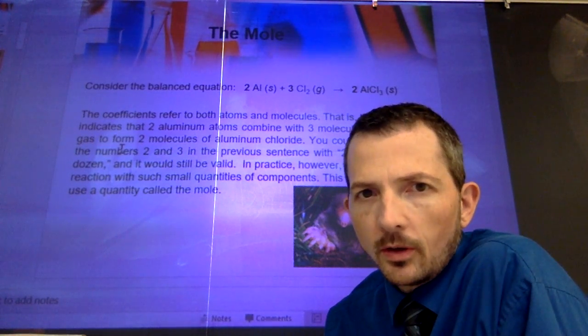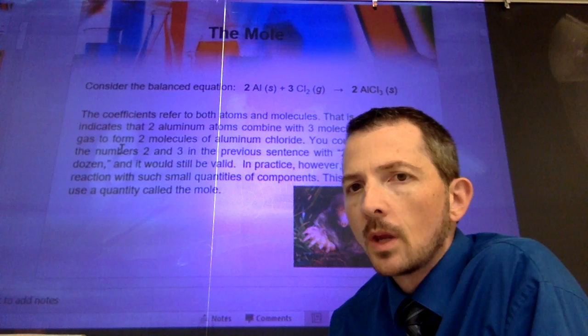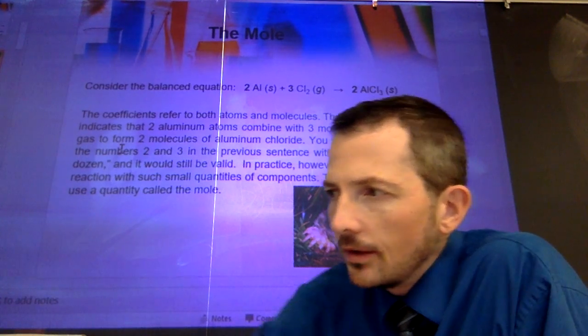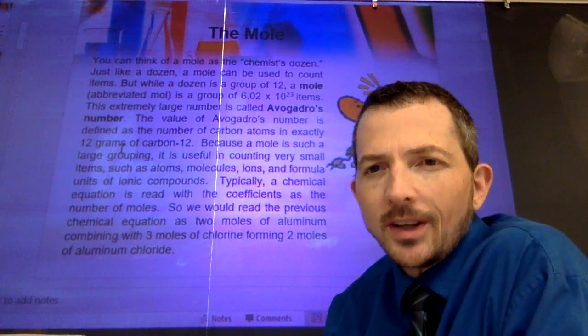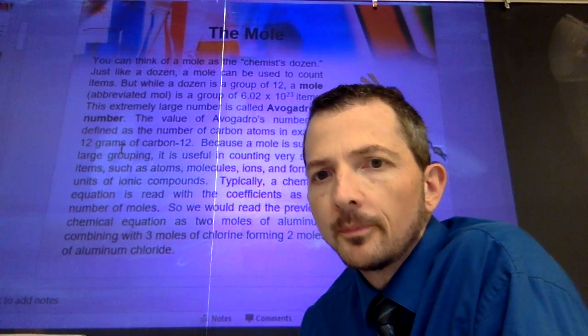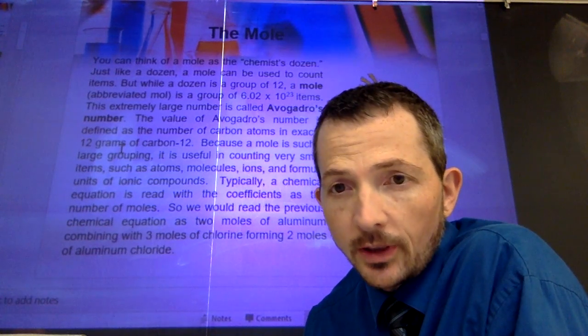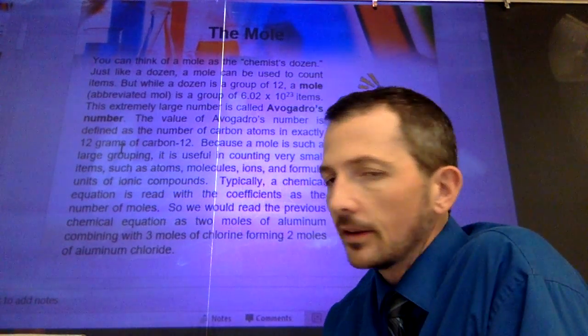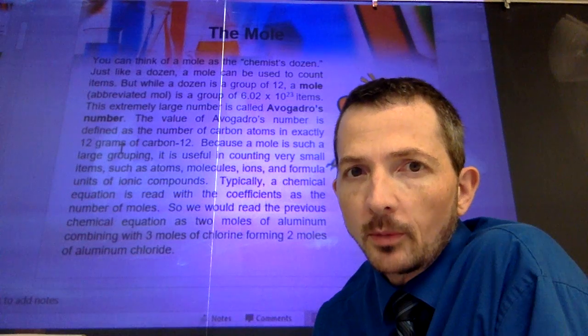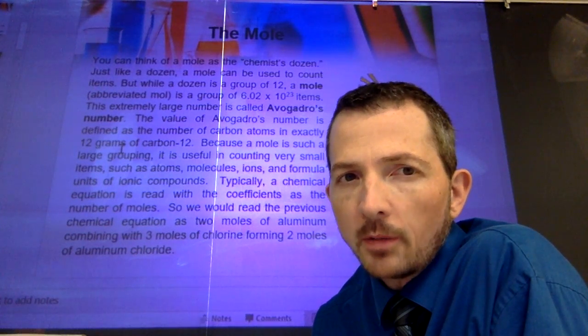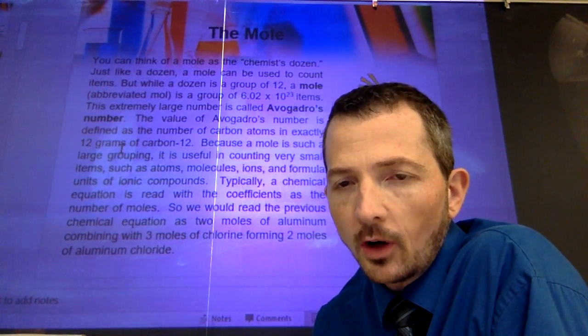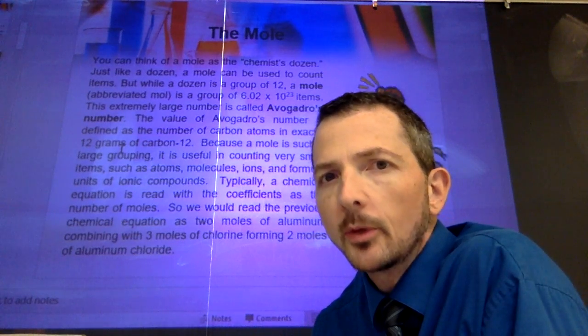And so that's where the mole comes into play. The mole is a number just like a dozen is a number. We know a dozen represents 12. Well, a mole is 6.02 times 10 to the 23rd. That number is known as Avogadro's number, and it's the number of carbon atoms in exactly 12 grams of carbon-12, so that's how they came up with that number.